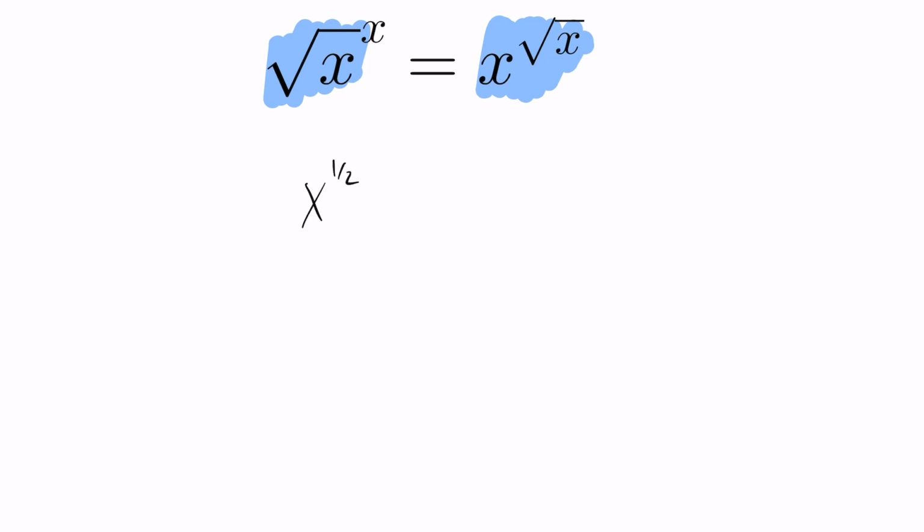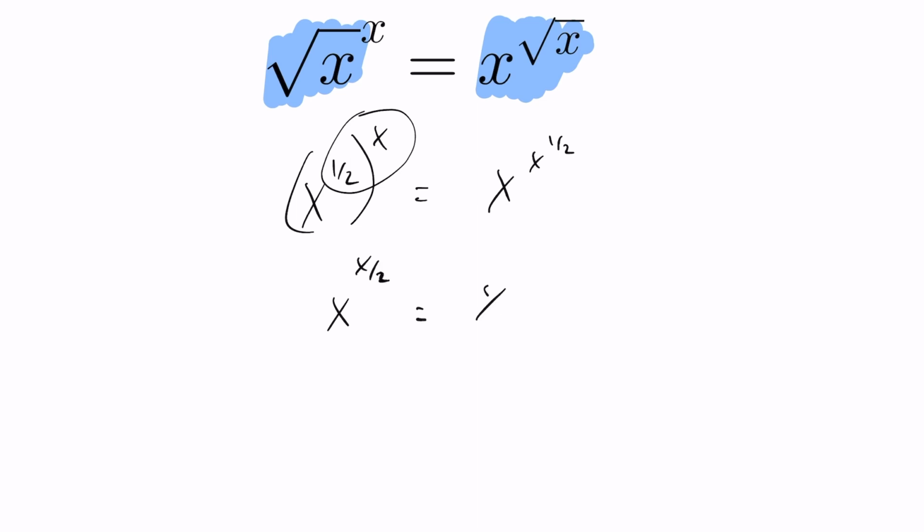So x to a half represents the square root of x. That's all to the power of x. And this is x to the power of x to the half. So right away, working with this one, I have power to a power, you multiply. I can write this as x to the x over 2 is equal to x to the, I'll just write that back as the square root of x.